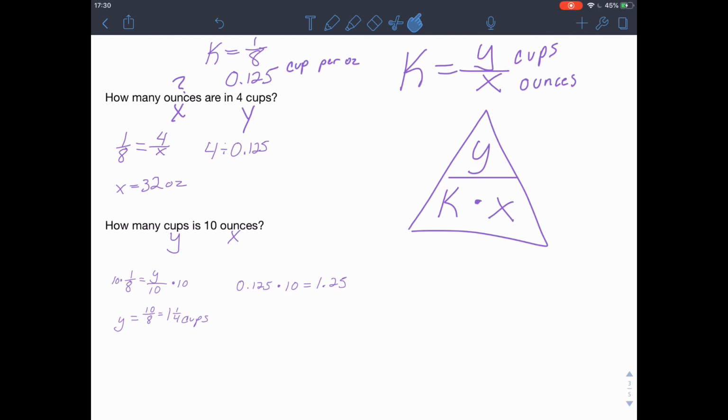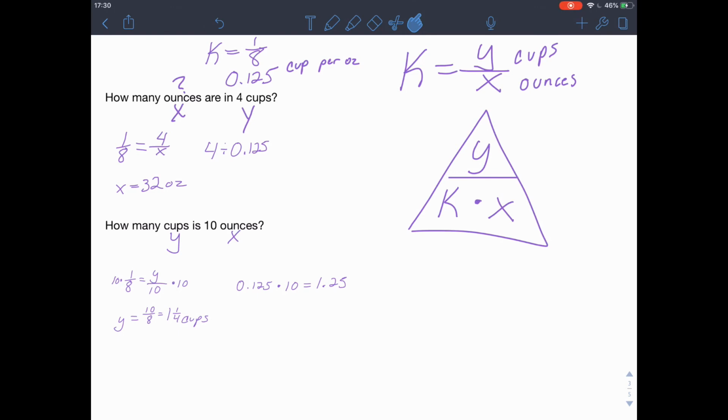Well, my first strategy that I can try is I can take that k equals y over x, and I can make sure that since I know that my number of cups, y, is 4, and I know my k, which is 1/8, I can just plug those numbers in for k and y and solve for x. I tend to like to use cross multiplication as a strategy here. So 1 times x is x, and 8 times 4 is 32. And since x is already by itself, x is 32 ounces.